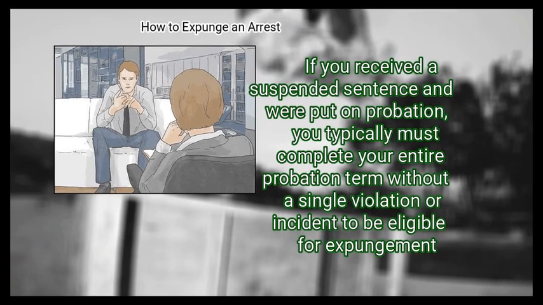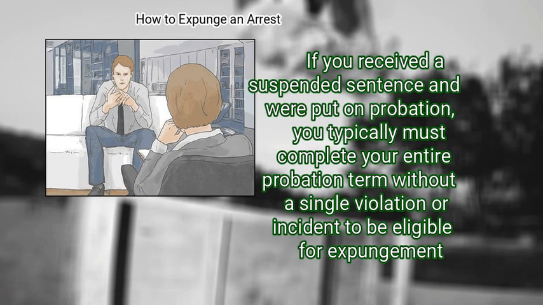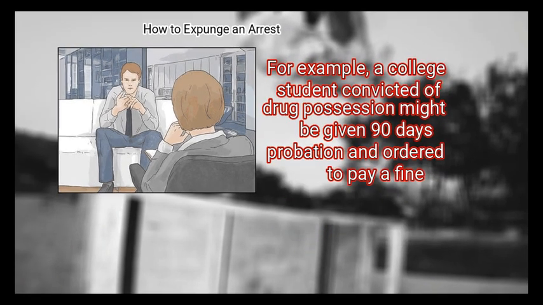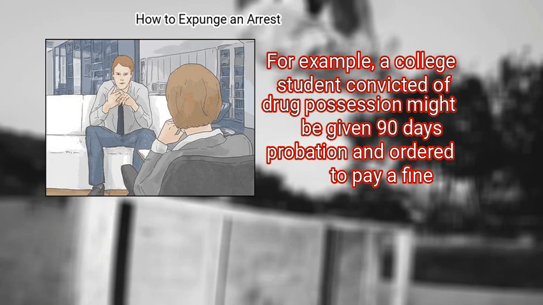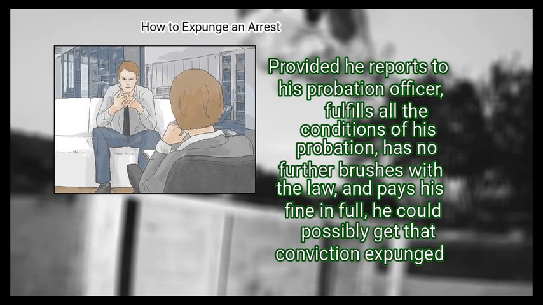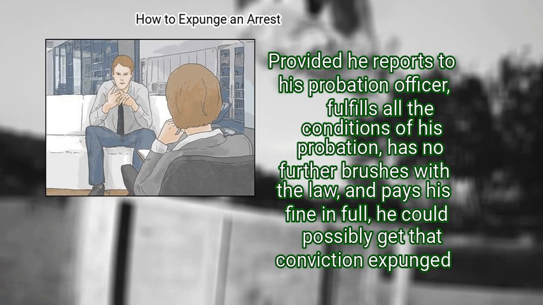If you received a suspended sentence and were put on probation, you typically must complete your entire probation term without a single violation or incident to be eligible for expungement. For example, a college student convicted of drug possession might be given 90 days probation and ordered to pay a fine, provided he reports to his probation officer, fulfills all the conditions of his probation, has no further brushes with the law, and pays his fine in full. He could possibly get that conviction expunged.